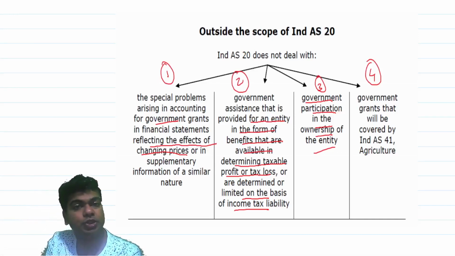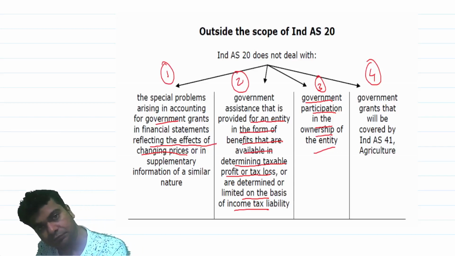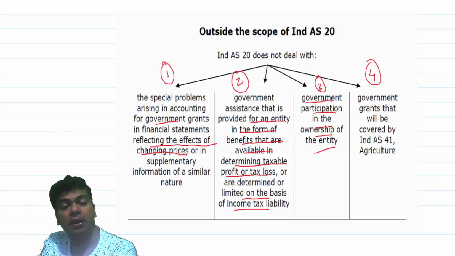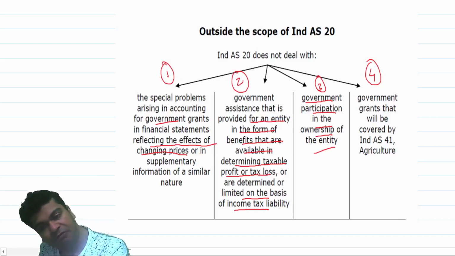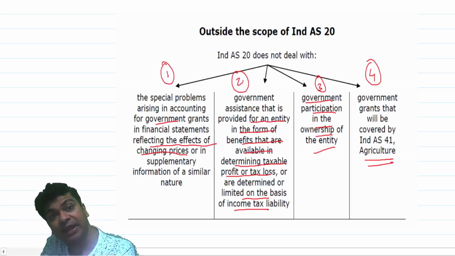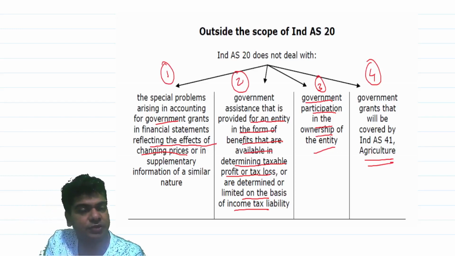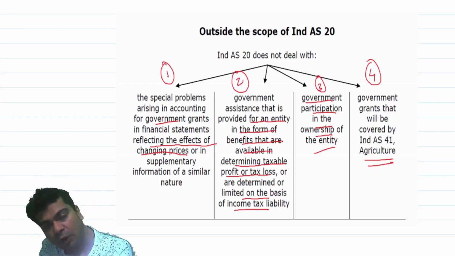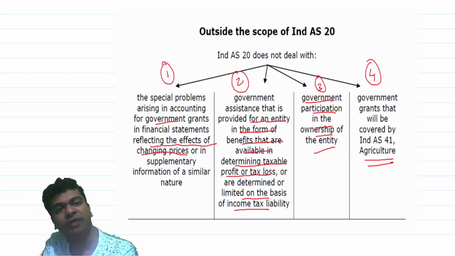You are going to issue equity instruments. Accounting of equity instruments is carried out by applying the Ind AS relating to financial instruments, right? Ind AS 109, Ind AS 32 will take care of the same. And finally, 4, government grants that are going to be covered by Ind AS 41, agriculture. Agriculture also has requirements of government grants. We will follow Ind AS 41 for those kinds of government grants. They are outside the scope of Ind AS 20.